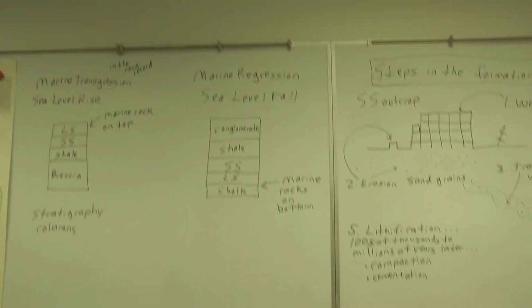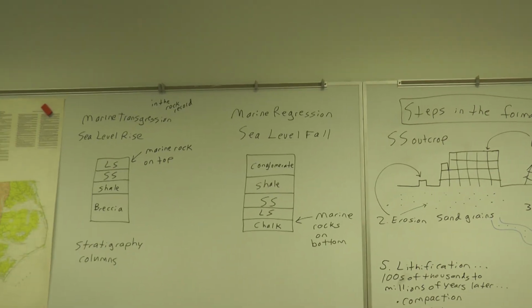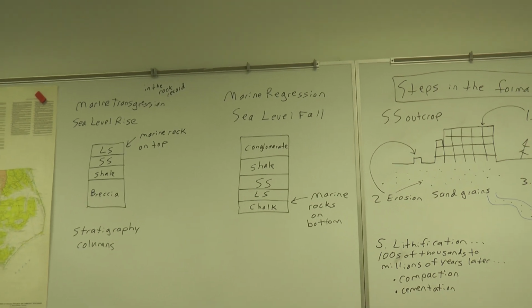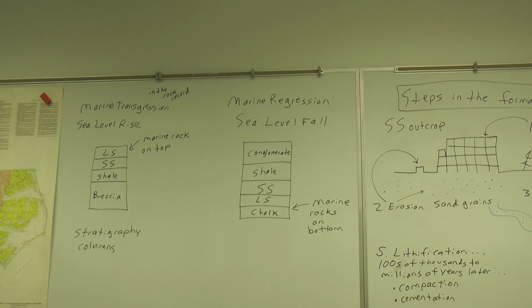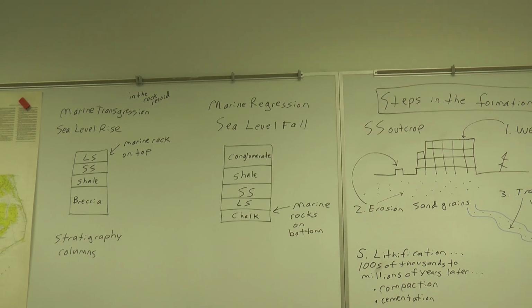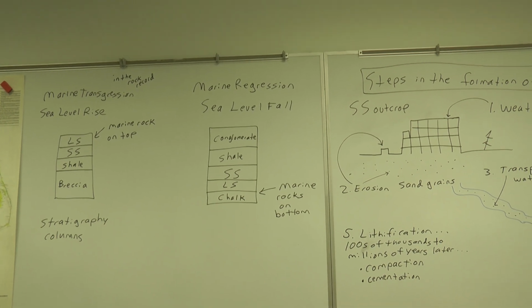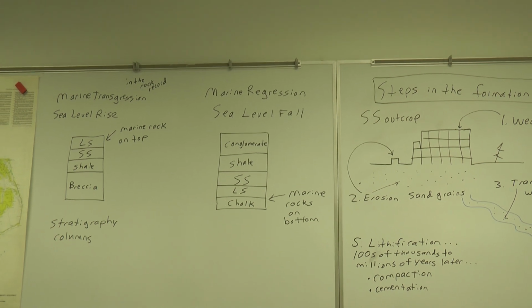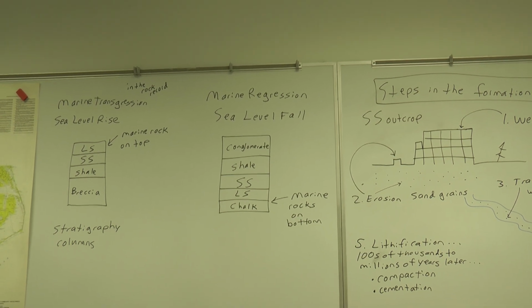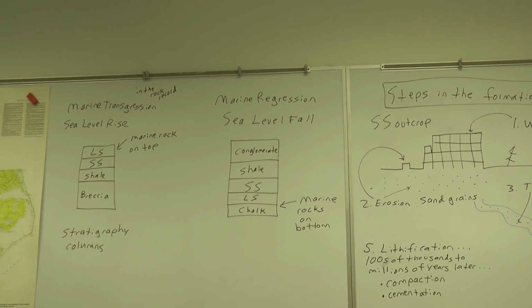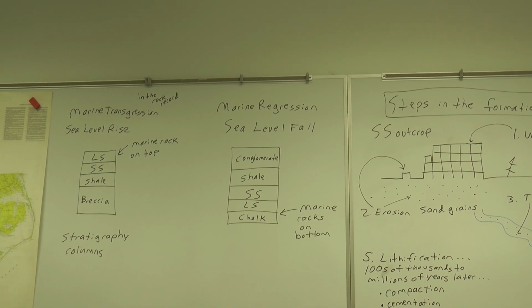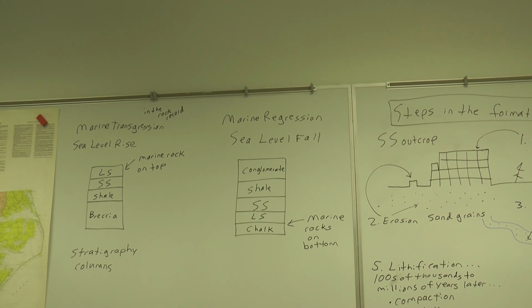All right, let's move over to our last topic for our last video lesson for sedimentary rocks. How about a marine regression or sea level fall? Has that ever happened in the past? Yes. Anytime we're going through a glacial maximum, also known as an ice age, we are going to have a sea level fall. So what does that look like in the rock record? In this case, your marine rocks, saltwater rocks, are on the bottom. Chalk is a type of limestone. It's a deep water limestone. So we have chalk on the bottom.